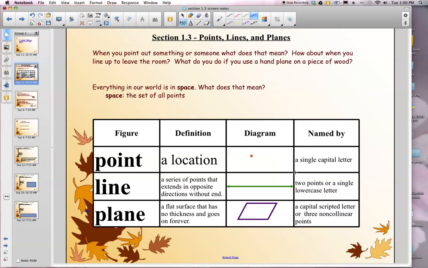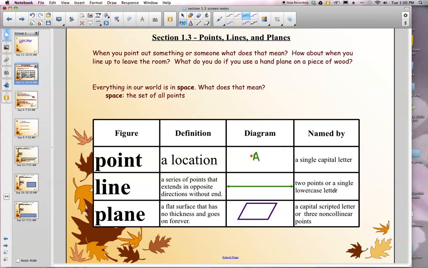How do we name them? A point is named by a single capital letter. So I can take any capital letter and put it next to this diagram, and that's naming the point. So it could be point A, or point B, or point Q, whatever.